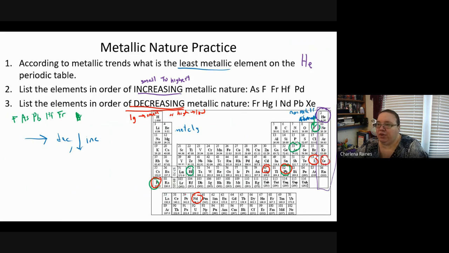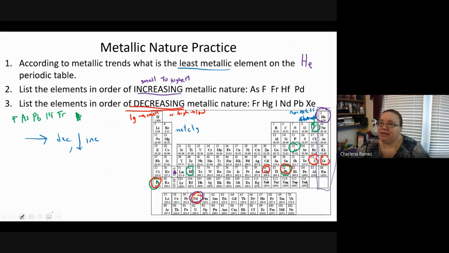So be careful with your inner transition metals. You might want to use the extended periodic table if you have an inner transition metal, so that you can actually see that Nd, even though it looks like it's at the bottom of the periodic table, element 60 actually really falls right there. So when I'm trying to put them in order, Nd isn't going to be at the very end because it's at the bottom. It's actually going to be somewhere in the middle.